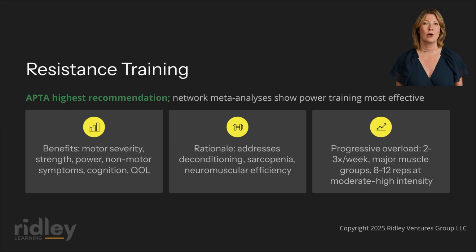Optimal resistance training protocols employ progressive overload principles, systematically increasing training loads as strength improves to maintain appropriate training stimulus. Training should be performed 2 to 3 times per week, targeting major muscle groups of the upper and lower extremities with emphasis on functionally relevant movements. Multiple sets of 8 to 12 repetitions at moderate to high intensity are typically recommended, though lower repetition ranges with higher loads may be appropriate for power training protocols. Rest intervals of 1 to 3 minutes between sets allow adequate recovery for subsequent high-quality efforts.